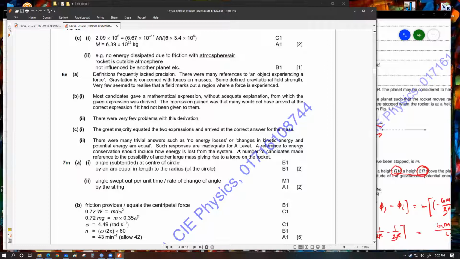But why are you able to do that? You have to mention that. Such responses are inadequate for A level. A reference to energy conservation should include how energy is lost from the system. A number of candidates made reference to the possibility of another large mass giving rise to a force on the rocket, which is absolutely wrong.